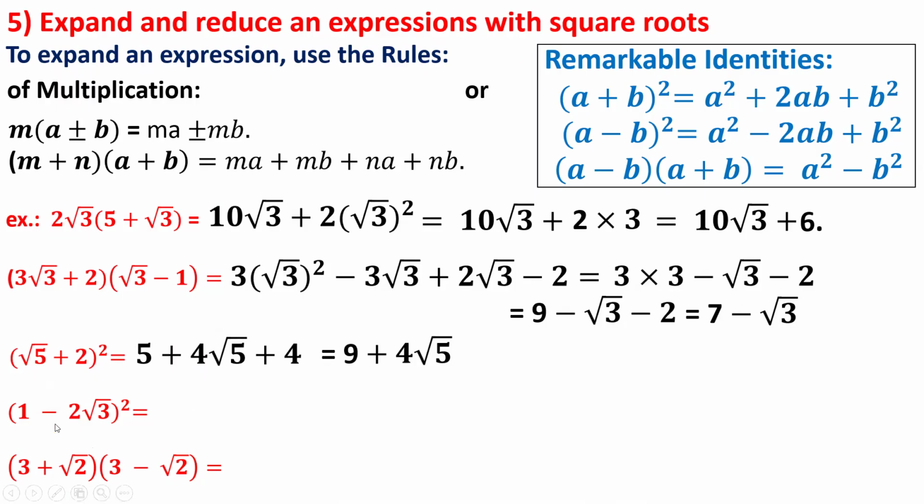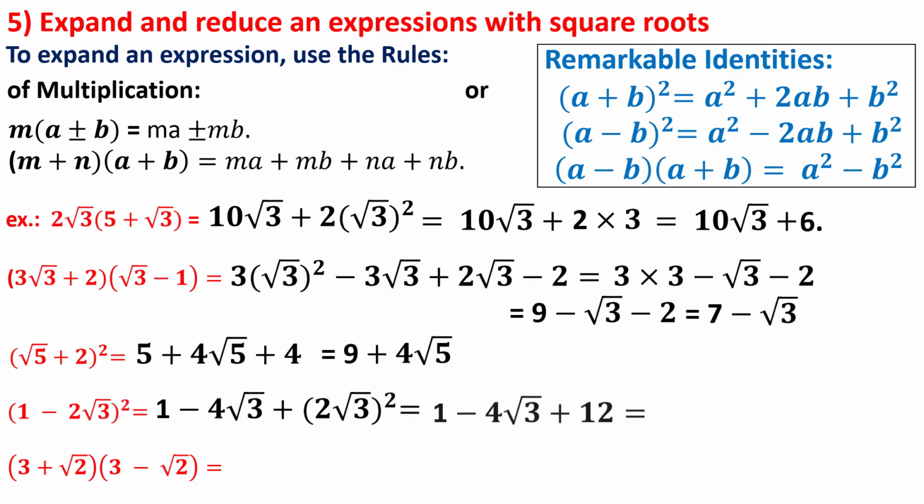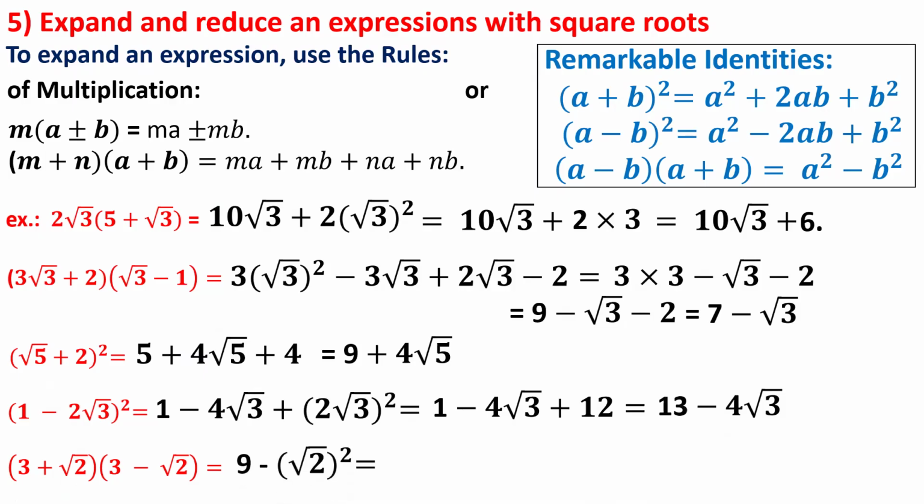Next, 1 minus 2 radical 3, all of it squared. Also I apply the second remarkable identity: 1 minus 4 radical 3 plus 2 radical 3, all of it squared, which is 12. I add 1 plus 12, which is 13 minus 4 radical 3.